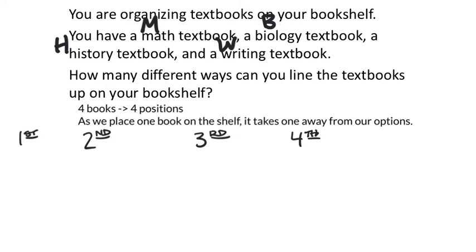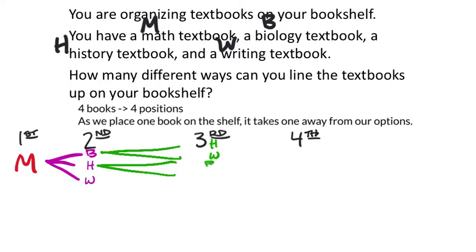So if the first position takes the math textbook, then I have 3 options left for my second position, and those options are given up there. We've got biology, history, and writing. So B for biology, H for history, and W for writing. And from there, I can split these up even further. So biology now, but since I've got 2 books on the shelf, I've only got 2 left over. I can either take history or writing. If I was at history, then I could take maybe biology or the writing one. If the writing one goes on, then you can have the options of biology or history.